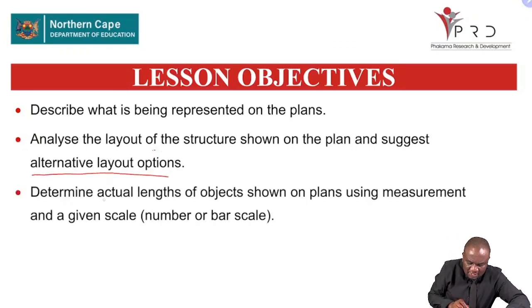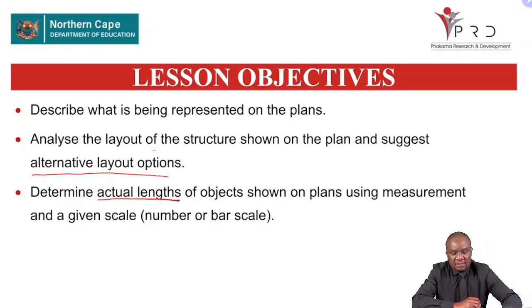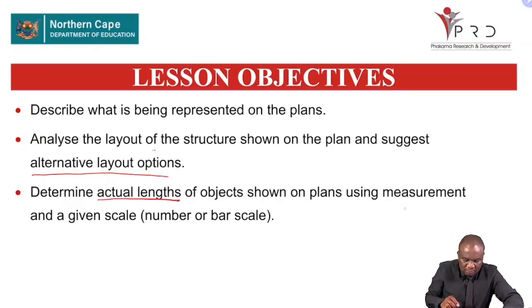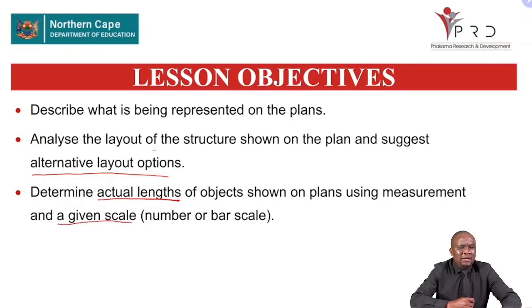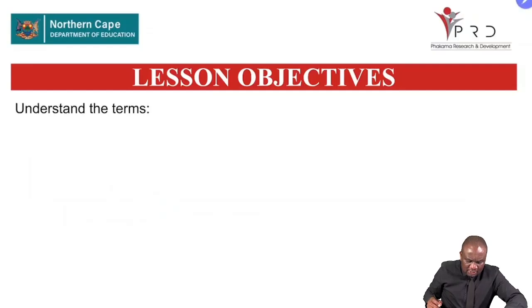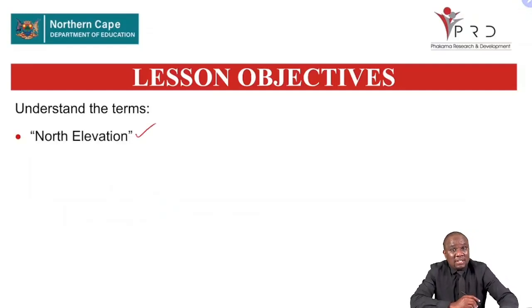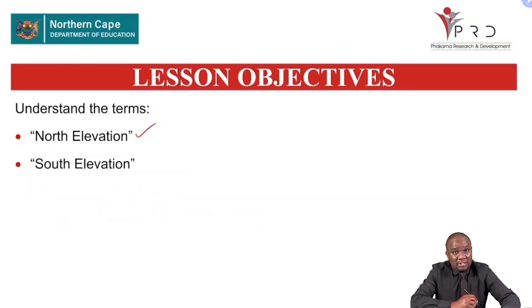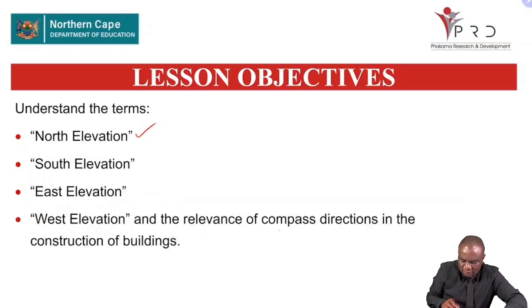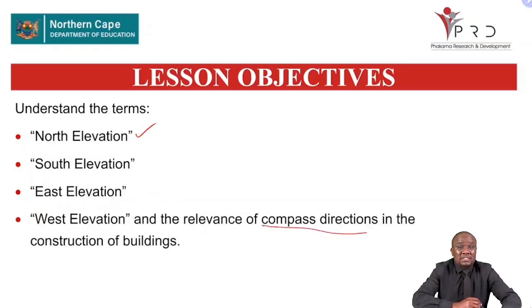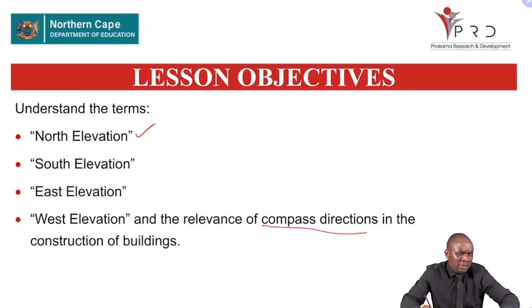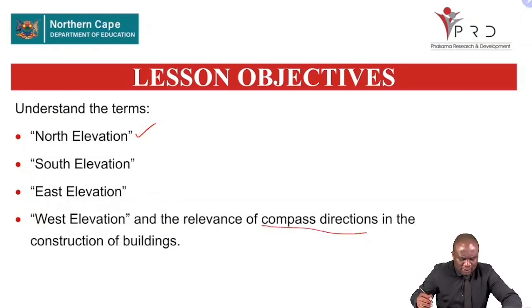And we're going to determine the actual length of objects shown on the plans using measurement and a given scale. It could be a number scale or a bar scale. And then we're going to understand terms like the north elevation. What is the north elevation? And then what is the south elevation, the east elevation, and the west elevation, and the relevance of compass directions in the construction of buildings. Why should my bedroom be on the northern side of the building? What's the reason behind that? We have to understand that.